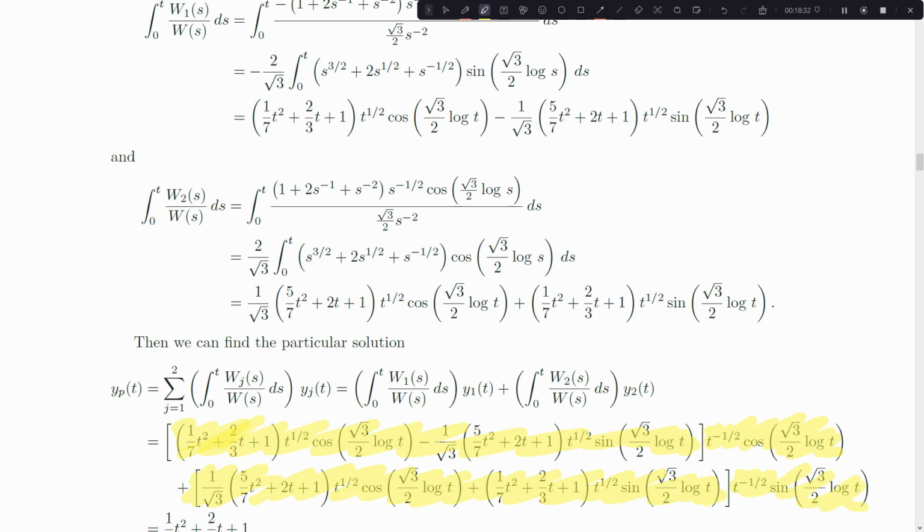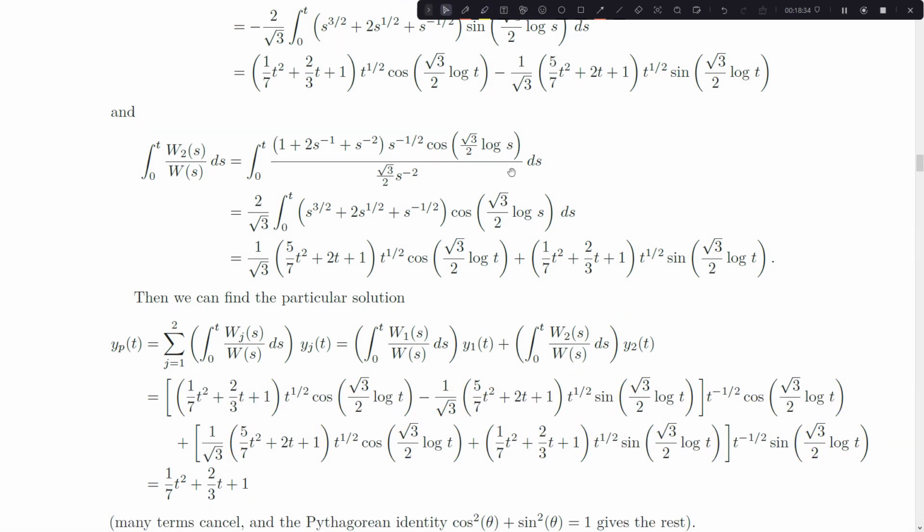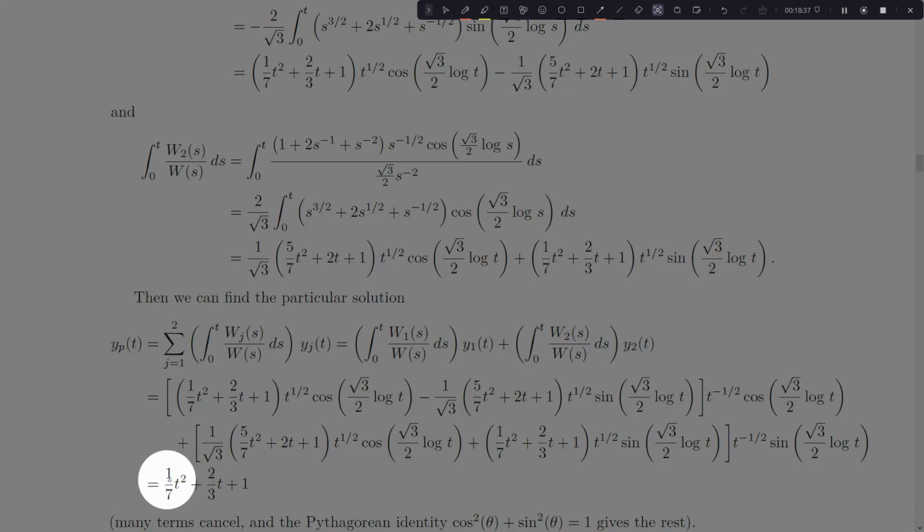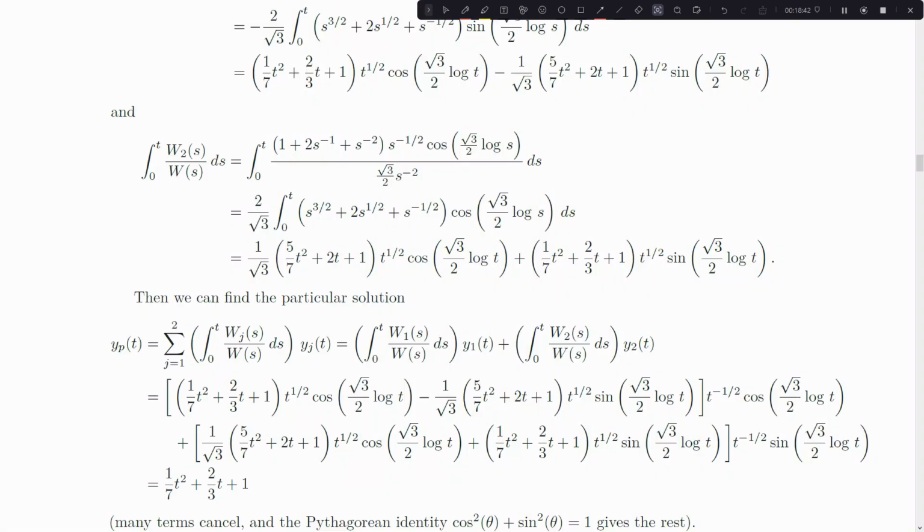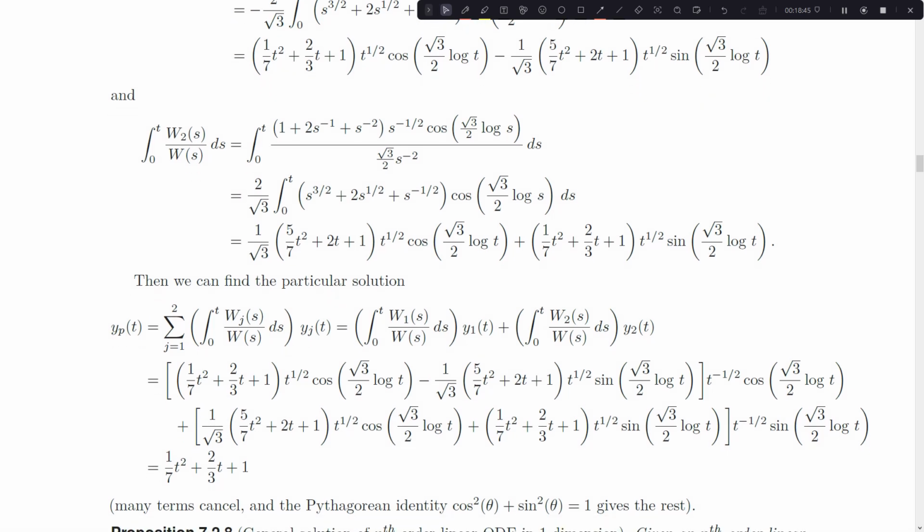And I simplify those. They look just terrible, don't they? But if I simplify them, it turns out they really simplify. You get 1/7 t squared, 2/3 t, and 1. And you should start to see how these actually simplified, because some terms cancel. I have a cosine sine term there, and I have a cosine sine term there, and notice there's a minus sign and a plus sign. It turns out those terms completely cancel.